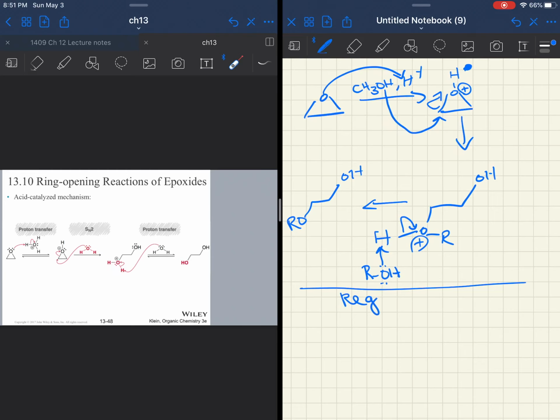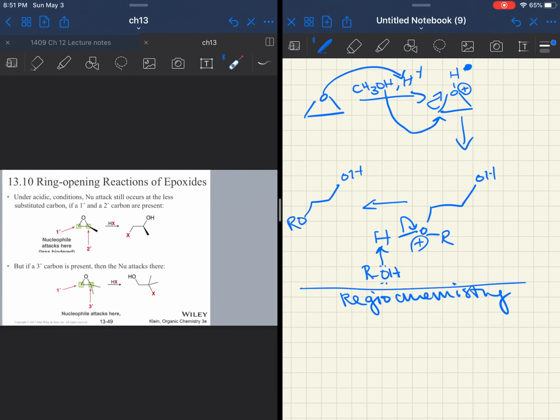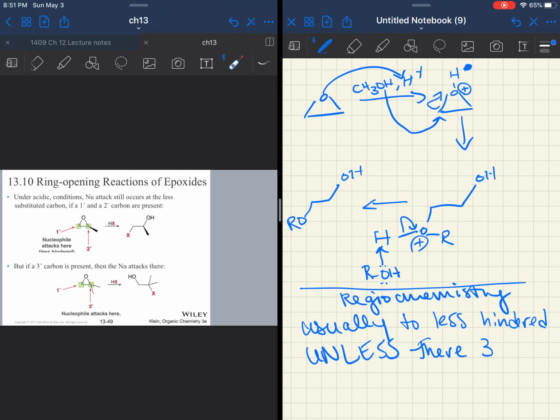Now, what about regiochemistry? This one's a little bit different. It's usually to the less hindered side. So, for instance, primary versus secondary, the X added to the primary side. Unless there is a tertiary position. Then the nucleophile will go to the tertiary position. So for instance, in this bottom example, you have primary versus tertiary. The X will go here to the more substituted side.